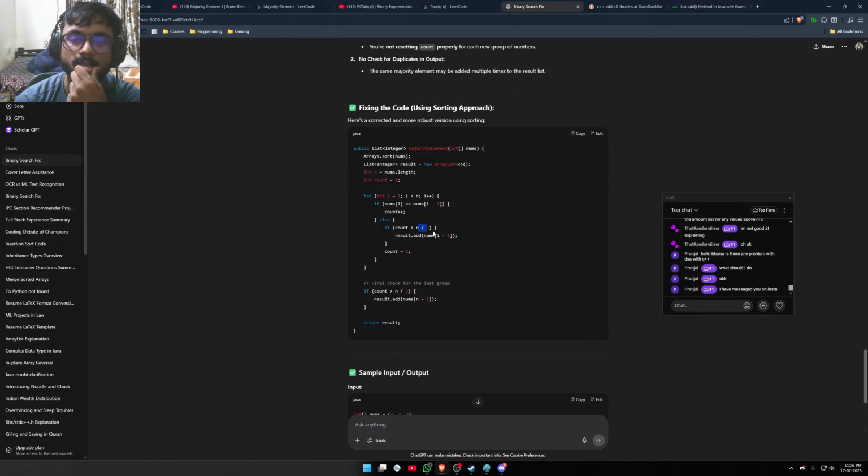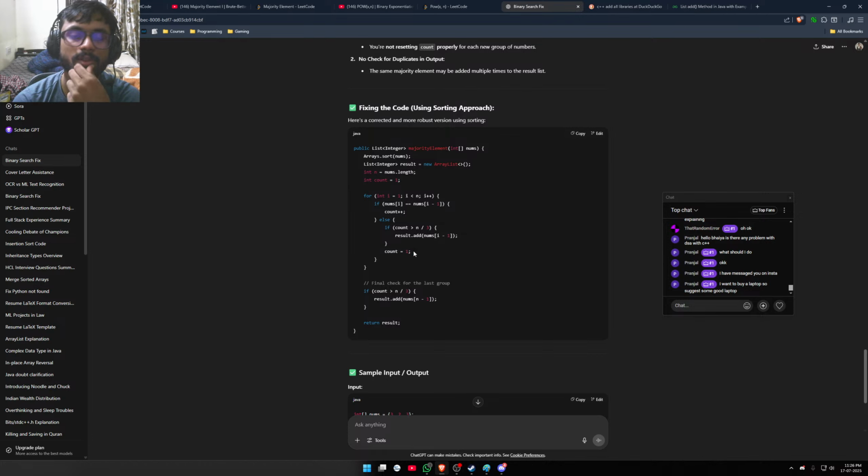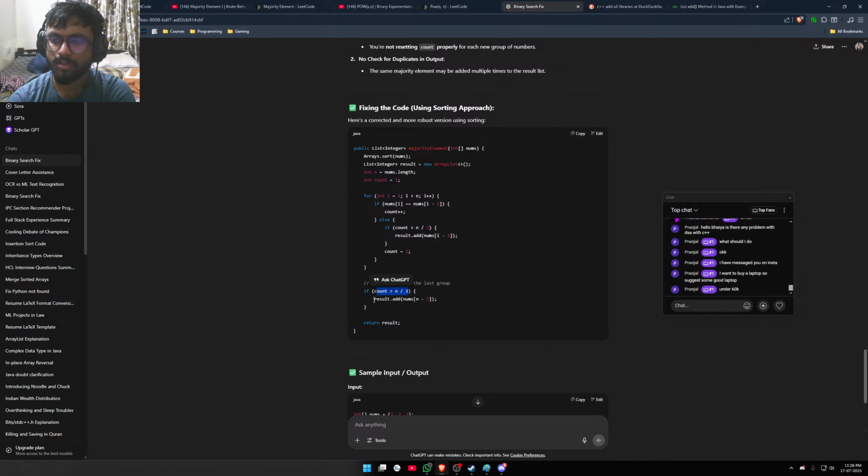So count is greater than, the result add nums I, and count is equal to 1. So he's just checking before he is resetting. Okay, so this is what I suggested. Okay, got it. And finally, we check the final check for the last group. Count is greater than 3.